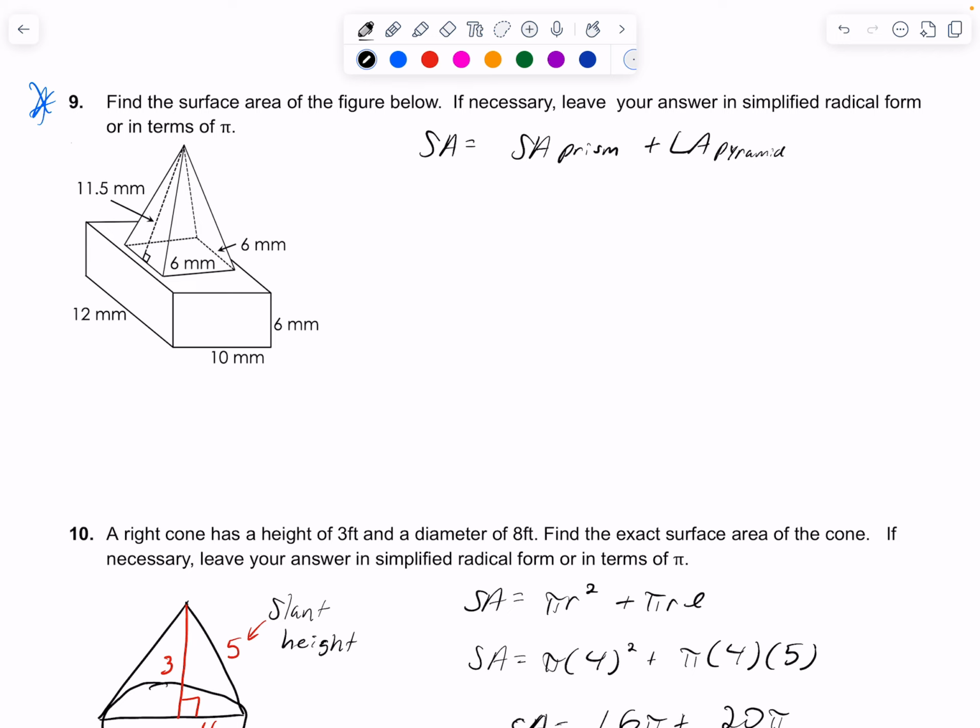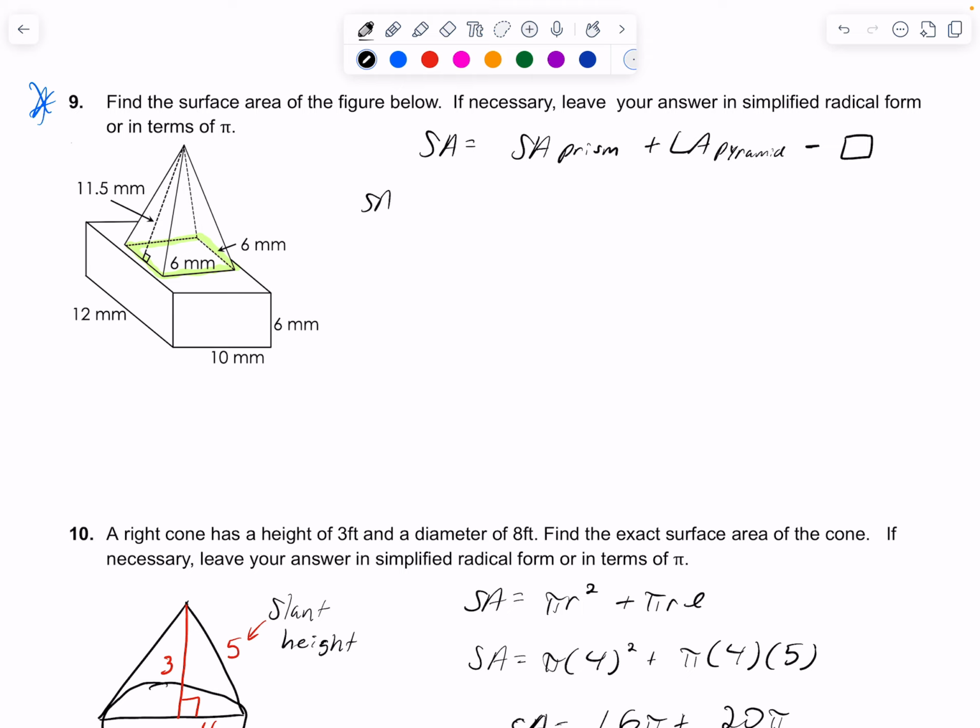But then, if I stopped here, I would have too much, right? I would still be including this value, this area in my surface area, but I can't, right? Because it's not actually exposed to the outside of that figure. So I need to subtract, right, that base or that square, okay?